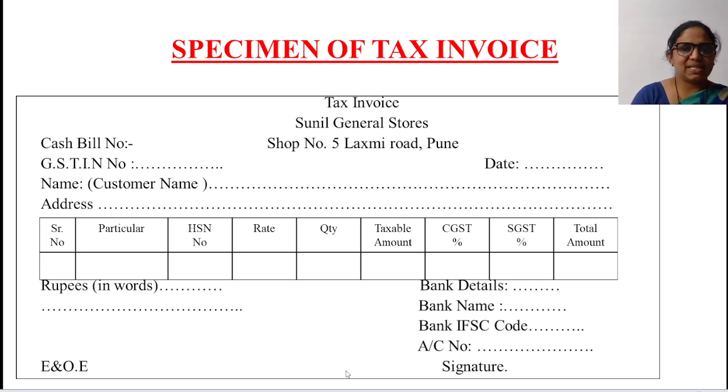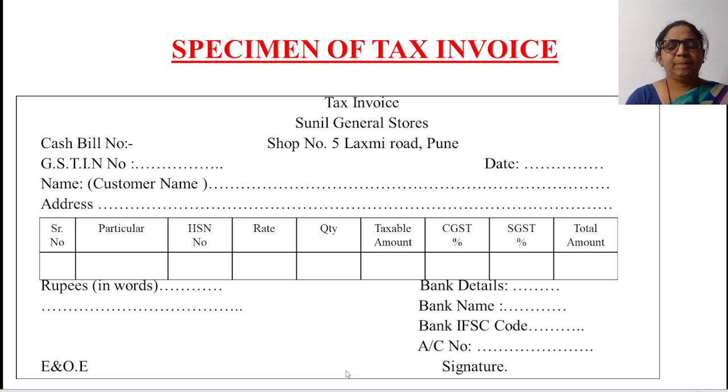Then come to the left-hand side again. The name is there, that means the customer's name. Then will be the address of the customer. Then you can see the further columns. Columns are prepared to give more details about the tax invoice. First is the serial number. Then the particulars, HSN number, the rate, the quantity, the taxable amount, GST, which is divided into CGST percentage, SGST percentage, and the total amount.